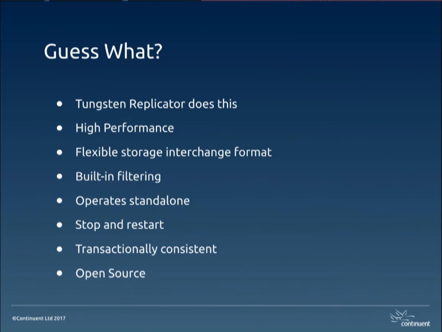So guess what? Tungsten Replicator does most of this. In fact, it does all of this for the types and databases that we support right now. High performance, flexible storage, interchange format, that THL is really, really critical. Built-in filtering, operates standalone, stop and restart. Not a requirement I've mentioned up until now, but I must be able to stop the replicator at some point, stopping it applying in or extracting out, and then restart it without having to start all over again.